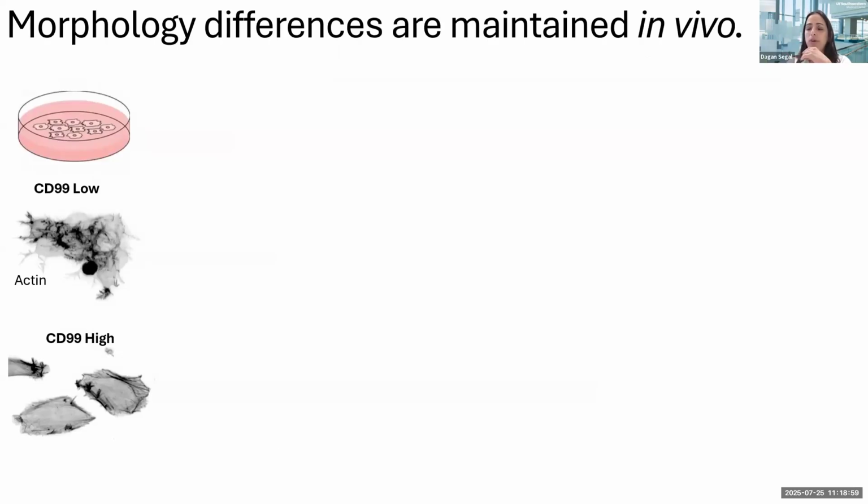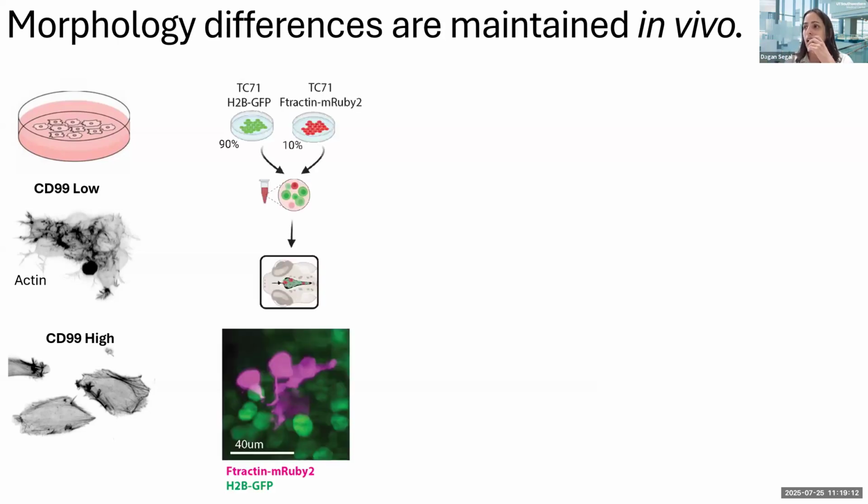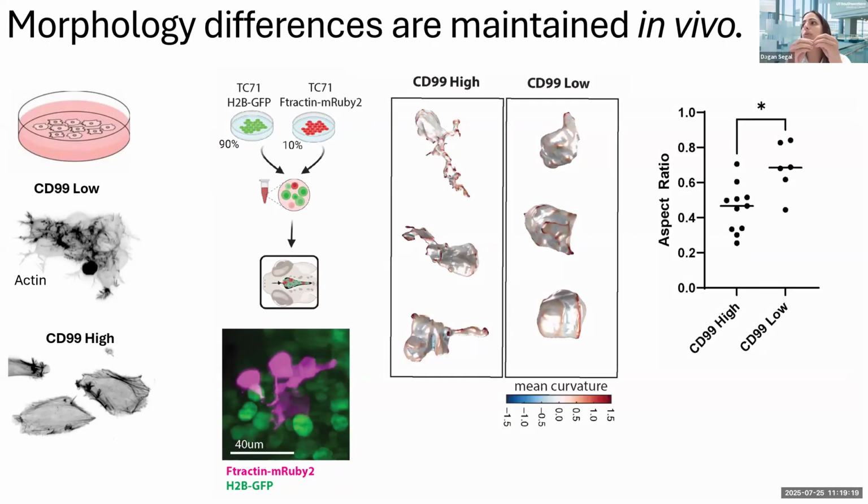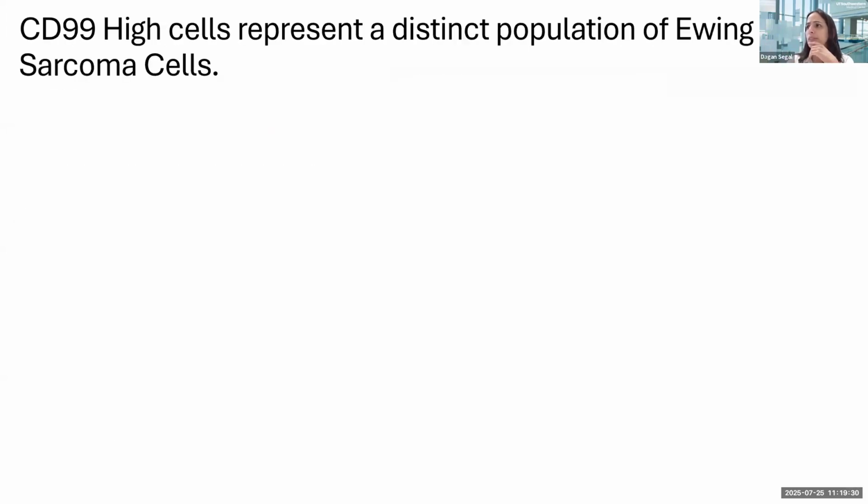So I mentioned morphologically, they're very distinct. That becomes more obvious when we look at an actin marker. The CD99 low cells tend to be more rounded with lots of filopodia, while the CD99 high cells are really flat like pancakes. And the differences are preserved also in vivo in the zebrafish xenograft model, where we see really elongated protrusions in the CD99 high cells, which can be easily quantified by differences in aspect ratio between the two groups.